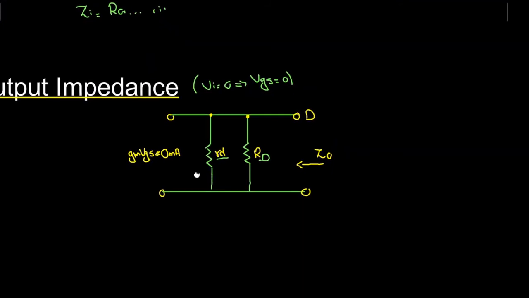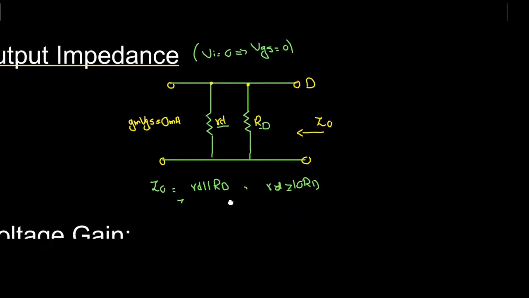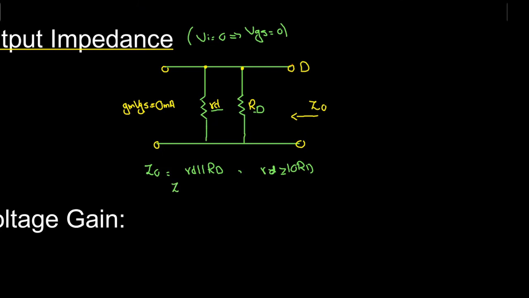Now to find the Zo, I can simply write Zo will be equal to the parallel combination of the resistance rd and the RD. And when rd is greater than or equal to 10 RD, I'm going to simply have Zo equal to RD. So this is going to be my equation number 2. So we have found out the output impedance, which is Zo is equal to RD.